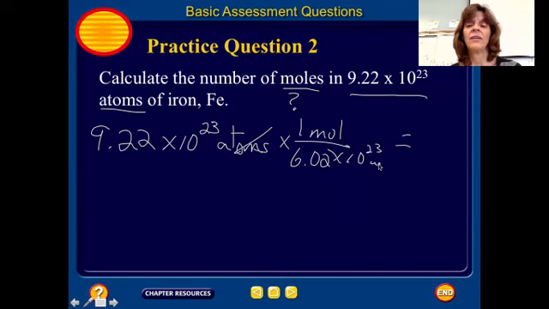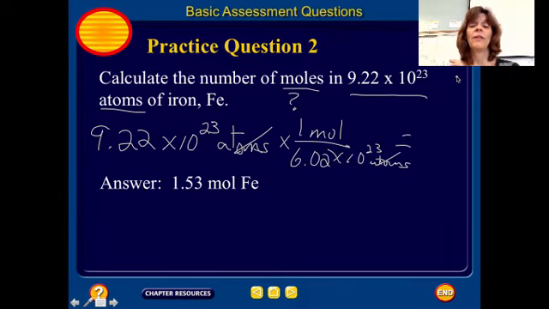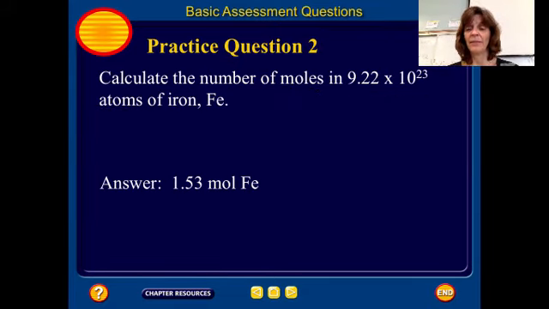Atoms cancel out, and we should get 1.53 moles of iron. Hope you're doing well so far. Let's keep going.